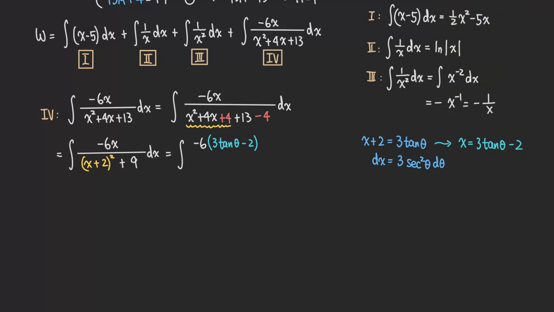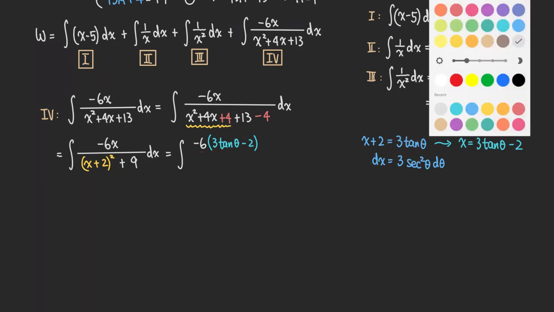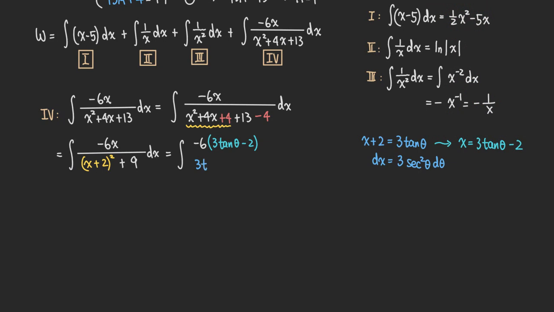Now what about the bottom? The bottom is going to be, well, that x plus 2 is going to be replaced by 3 tangent theta, right? So you get the 3 tangent theta, and then on the outside, there was a square, and then there was a plus 9, right? But that's not done yet. That's not the whole integral. We still have more stuff, right? Don't forget that there is a dx involved in there, right? So that's also really important. 3 secant squared theta d theta.